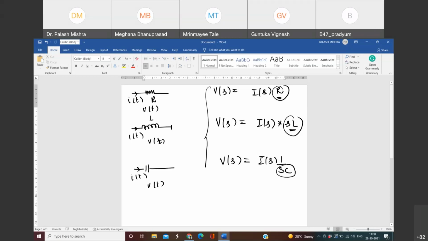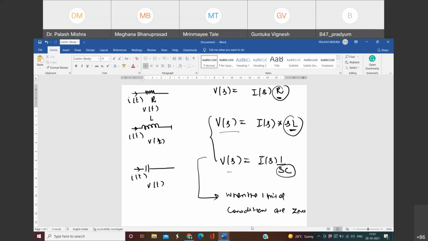And what was the condition which I have told you when these things are valid? Tell me. When? Not these things, these two formulas. When these two formulas are valid, when the initial conditions are 0. Okay. When the initial conditions are 0, then the voltage across the inductor and the capacitor in the Laplace domain is represented by these two values.